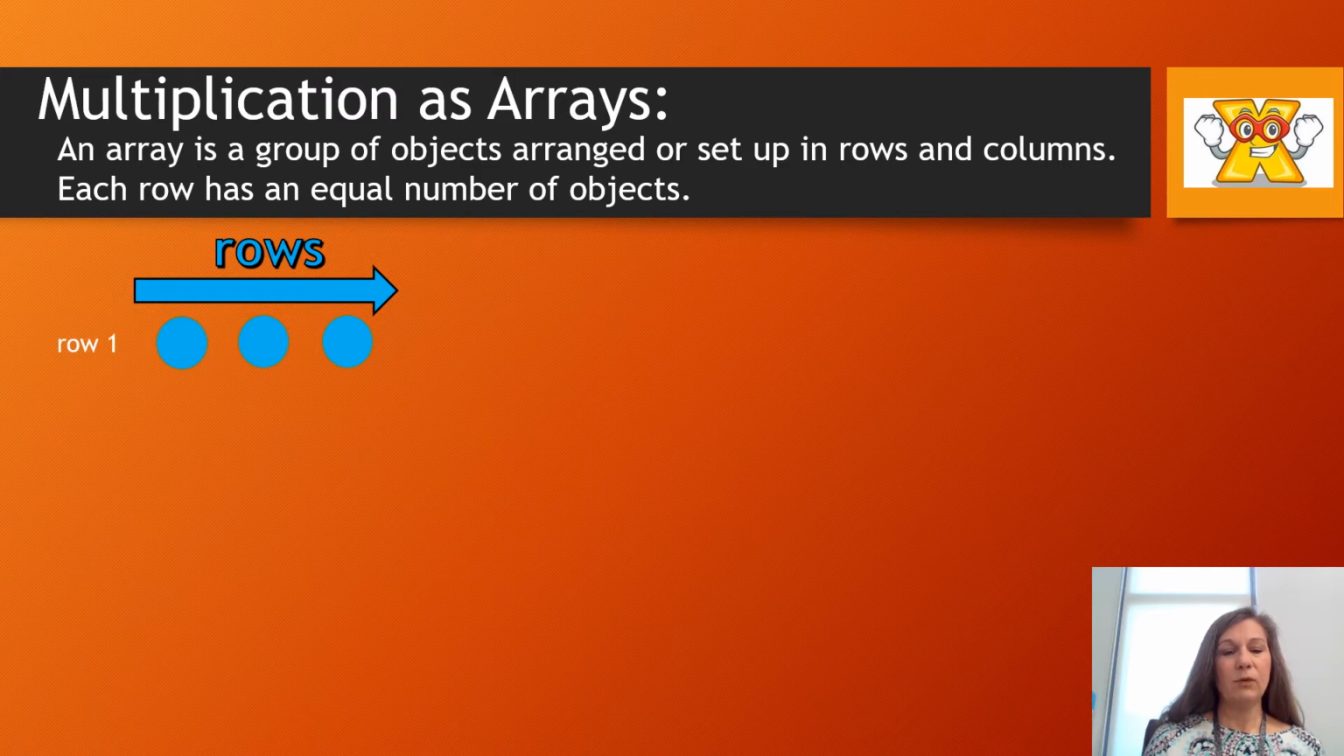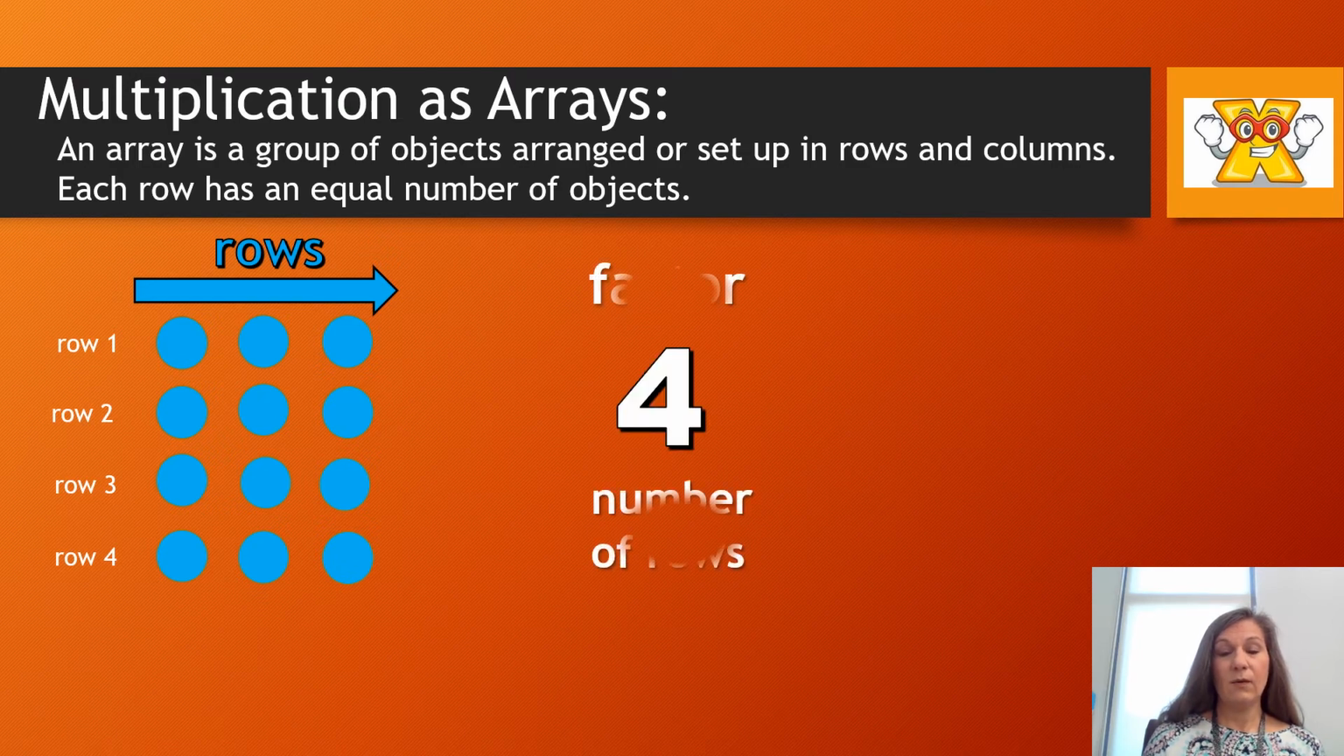So for example, we have our first row and it has 3 objects in it. We have a second row with 3 objects in it, a third row with 3 objects in it, and a fourth row with 3 objects in it. In this case, they're circles. Now, our first factor is going to tell us the number of rows. We also consider a row a group. So number of rows could still be considered the number of groups.